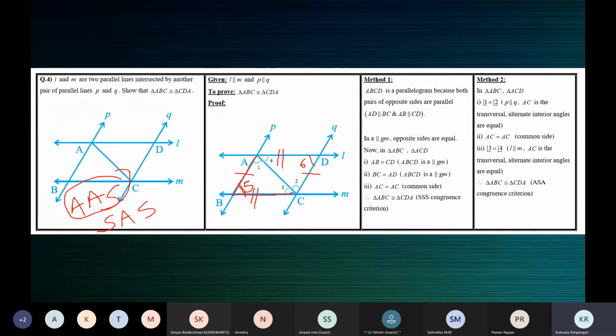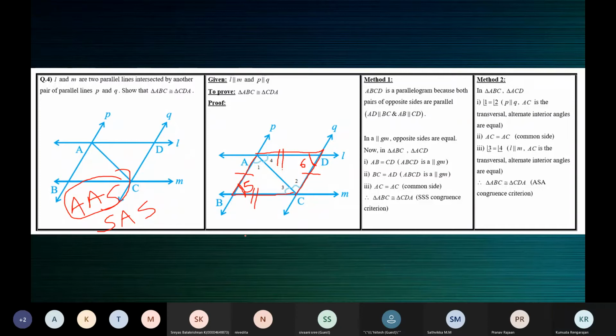AB and BC are the arms of angle 5. Similarly, in the other triangle, CD and DA are the arms of angle 6, which means 6 is the included angle. These two sides contain angle 6. These two sides contain angle 5. So you should have written 5 is equal to 6 or ABC equal to CDA for the SAS congruence criterion. Otherwise it becomes SSA. SSA is not a valid congruence rule.